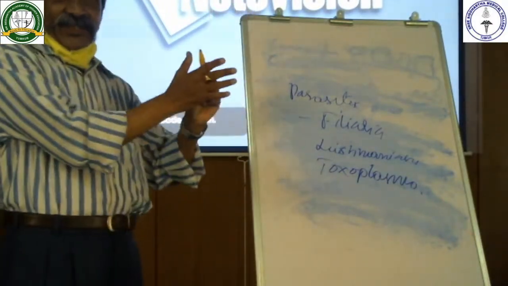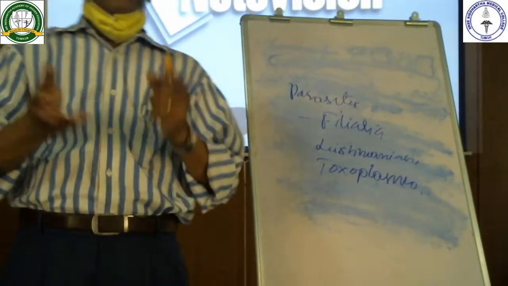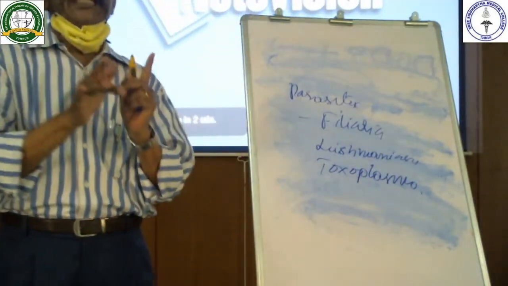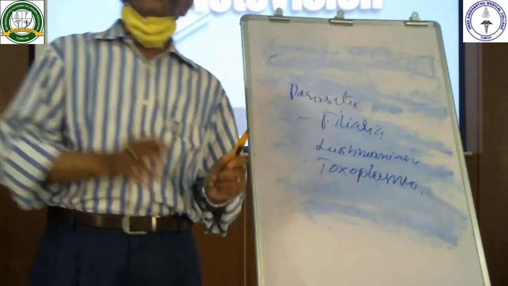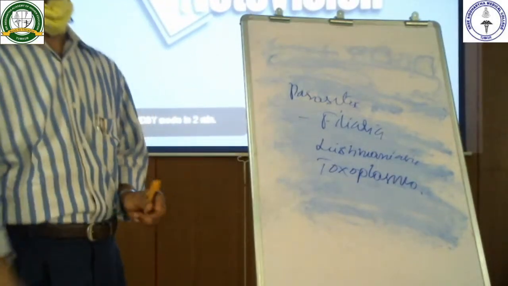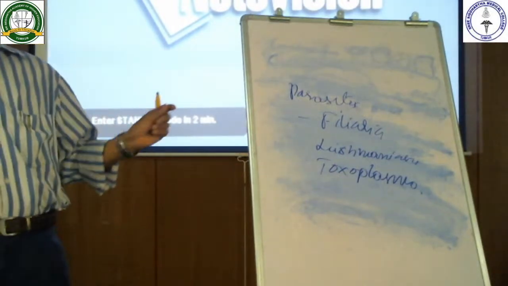Now the infections, that is over. That is viral infections, bacterial infections, fungal infections and parasitic infestations. So these are the infectious agents which can cause the enlargement of the lymph nodes.